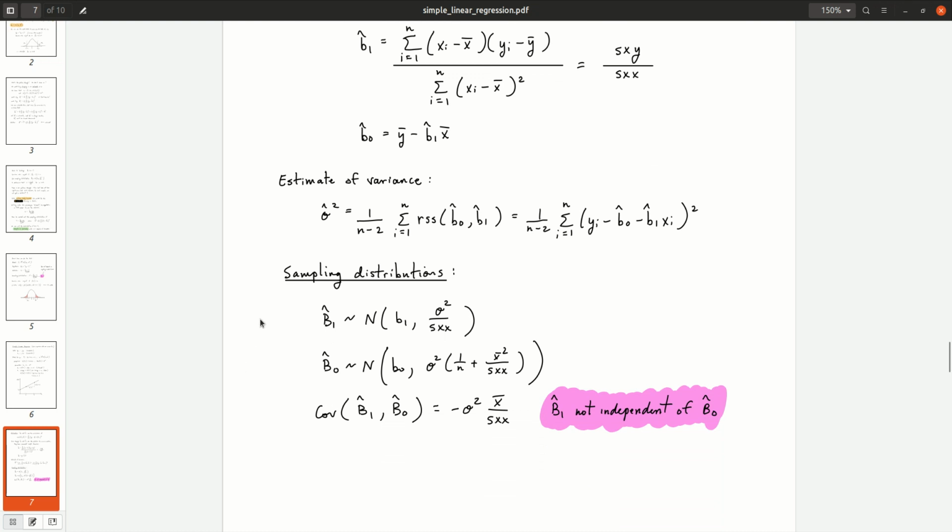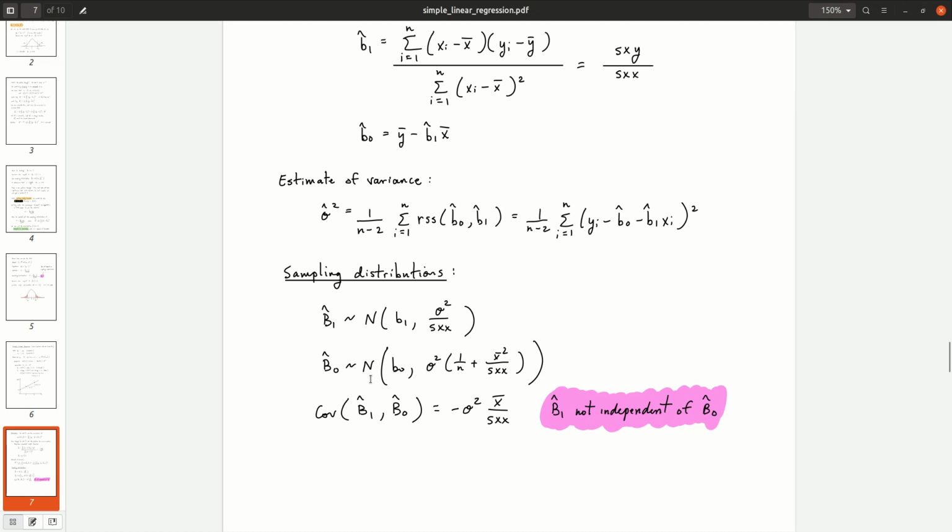Next thing to do, once we have a formula for our estimates, is we can look at the random variable version and work out their sampling distribution. We're not going to go through the math of how you get these answers, so I'm just going to give you what the sampling distributions are. B1 hat has a normal distribution with expected value B1 and variance sigma squared over SXX. This is great because it's unbiased for the thing it's trying to estimate, which is the slope, B1.